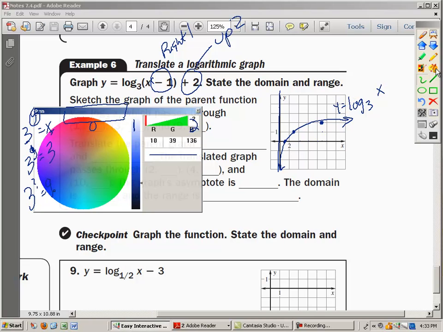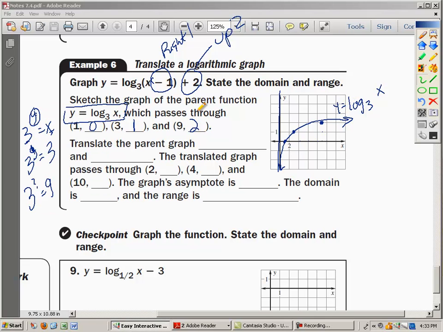All right, now let's switch pen colors here, and let's translate all of those points right 1 and up 2.